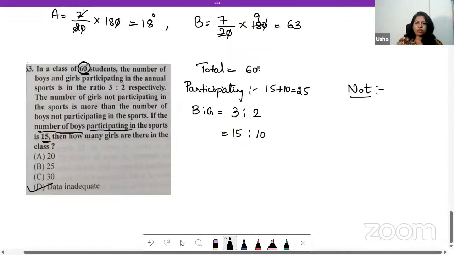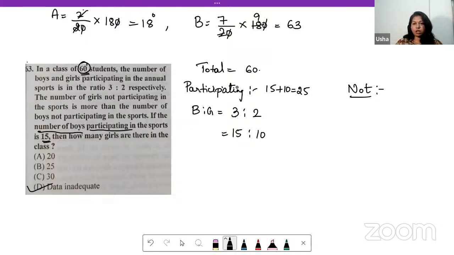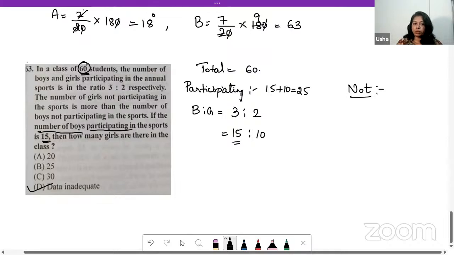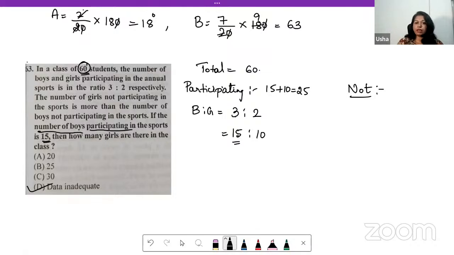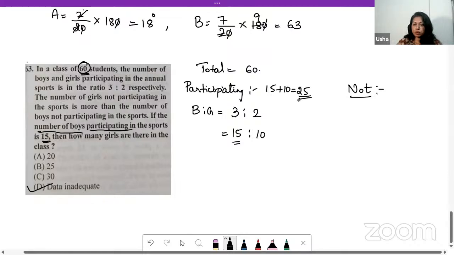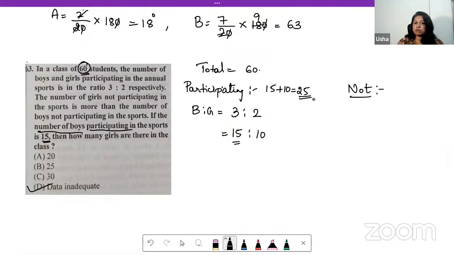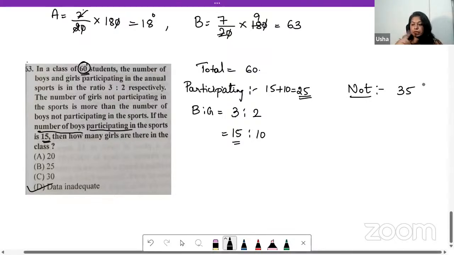Understood everybody? We have 60 students. Among these 60 students, we have participating students in sports, and there are some students who are not participating. Among participating students, boys and girls are in the ratio 3:2. And they have given the exact number of boys participating in the sports. So based on this, I can find out how many people are not participating. So this is the girls who are participating, I'm sorry. So the total number of students who are participating is 25. Now, how many students are not participating? 60 minus 25 is 35. So 35 students are not participating in sports.